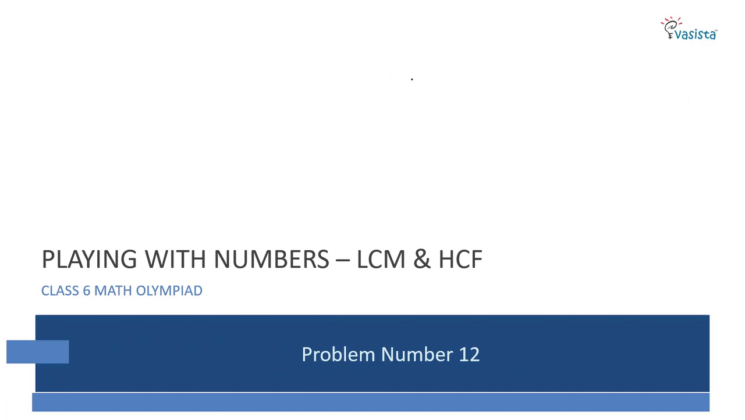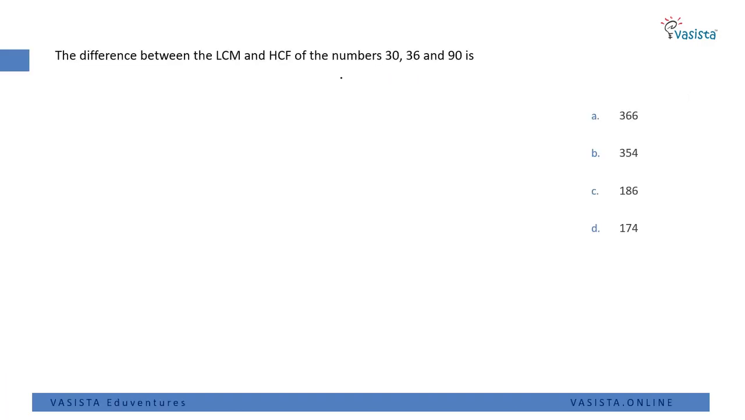Fine, let me go with problem number 12. Here, the difference between the LCM and HCF of the numbers 30, 36 and 90. Right, first let me find out the LCM and then the HCF, then find the difference of LCM and HCF. You are going to get the answer.